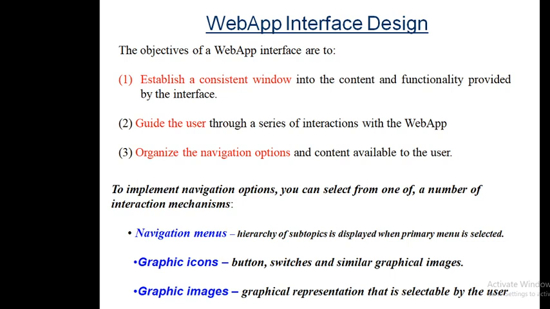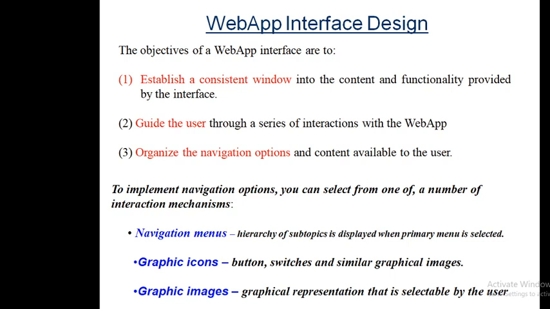So in these, the third concept is organize the navigation options. To implement these navigation options, you may select any one from a number of interaction mechanisms. Those interaction mechanisms are broadly classified as navigation menus, graphic icons, and graphic images. Coming to the first mechanism, navigation menus. Navigation menus means a hierarchy of topics and subtopics is displayed when the primary menu is selected.